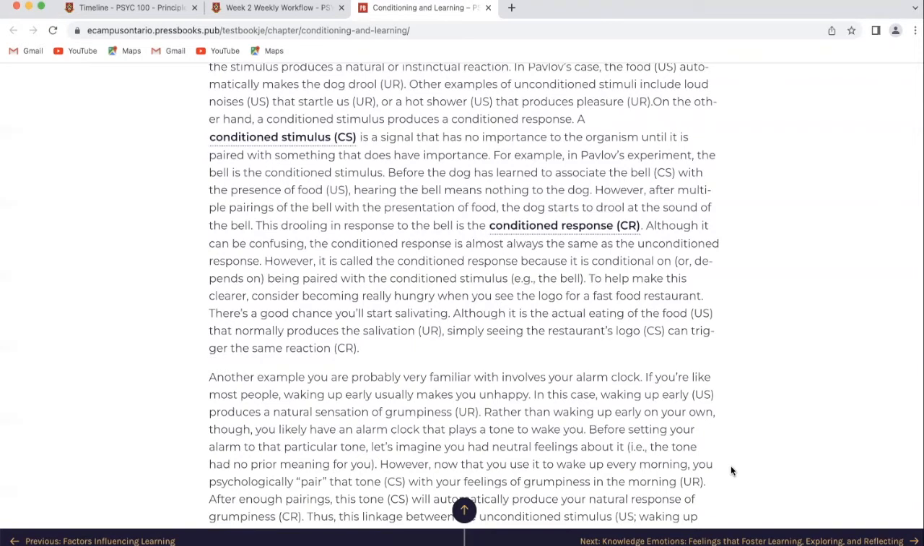To help make this clearer, consider becoming really hungry when you see the logo of a fast food restaurant. There is a good chance you'll start salivating, although it is the actual eating of the food that normally produces the salivation. Simply seeing the restaurant's logo can trigger the same reaction.